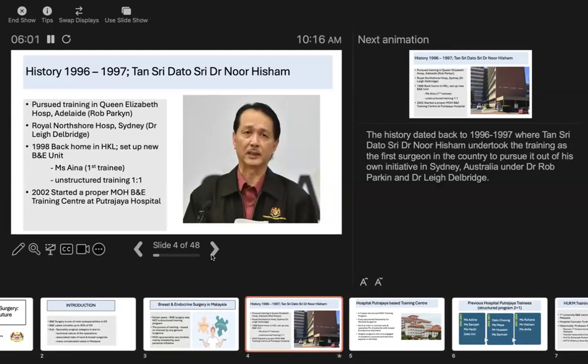Leigh Dalglish. When he came back in 1998, he set up a small unit in HKL, the so-called breast and endocrine surgical unit, and Miss Aina was his first trainee, with one-to-one coaching, even though it was still unstructured. Miss Aina had the good privilege to be coached personally by him in HKL. Until 2002, when MOH made a starting point that the BNE training program should be centered at Hospital Putrajaya.